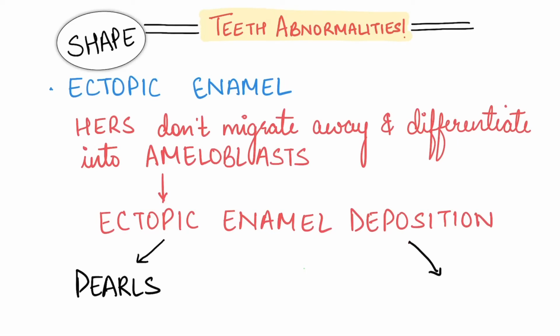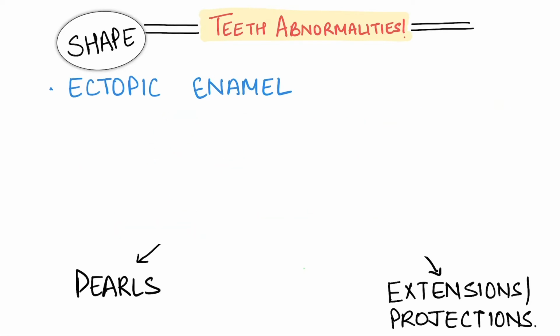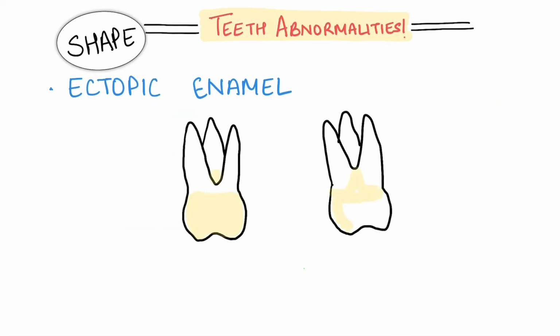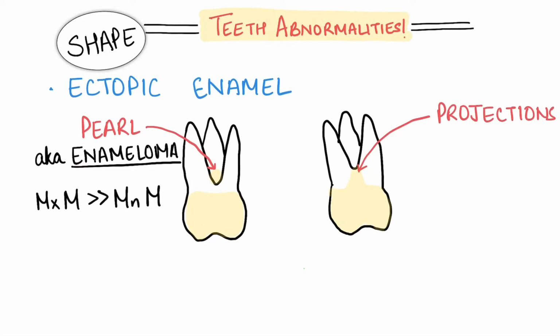And maxillary molars are more commonly affected than the mandibular molars. Two common forms are seen here. One is enamel pearl and one is enamel extension or projection. So let's see in detail. The droplet of ectopic enamel is called enamel pearl or enamelloma, and it is commonly found on the root. Radiographically, they appear as well-defined radio-opaque nodules along with the root surface.